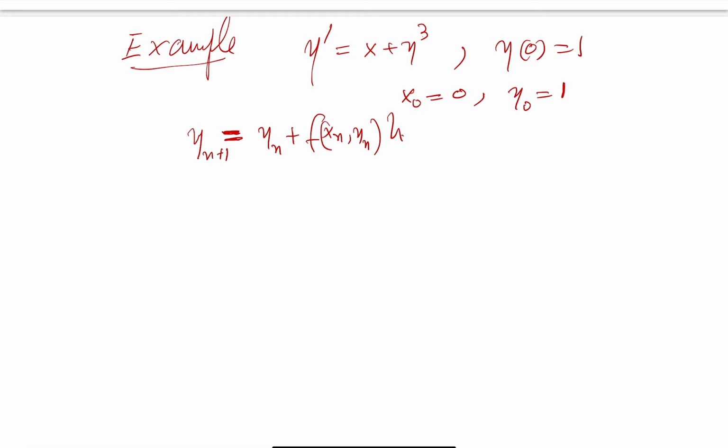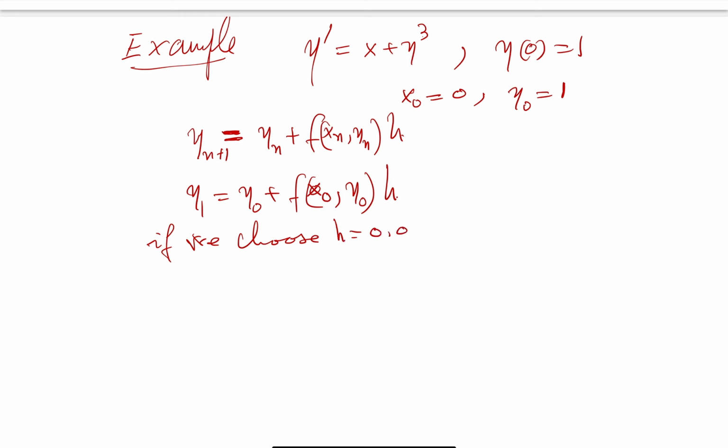Let's see, if n is equal to 0, we have y1 is equal to y naught plus f of x naught, y naught, times h. If we choose h to be 0.05, for example, okay? h is always given, by the way.